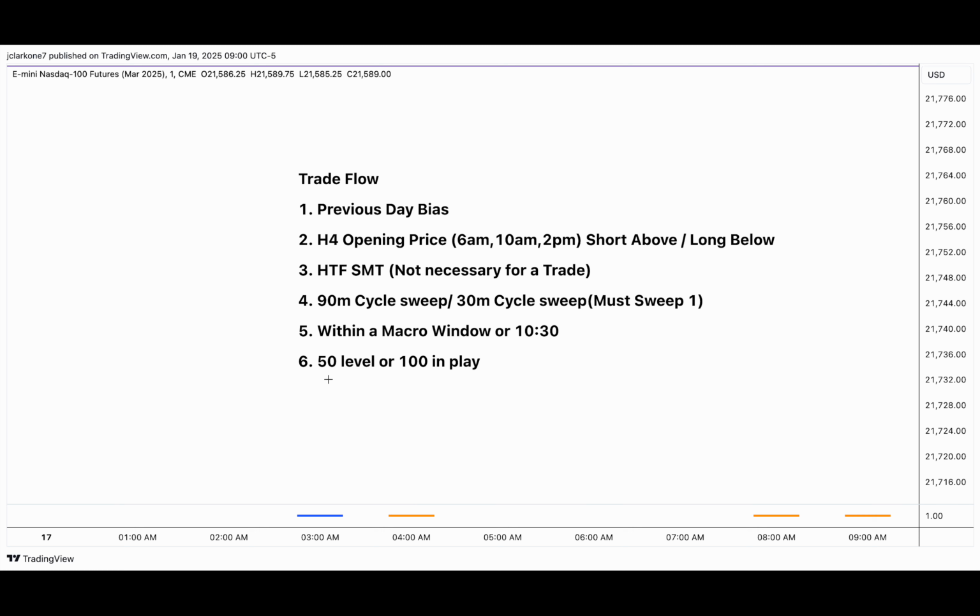15 minutes before the hour, 15 minutes after the hour. We all know those. And then number 6, the 50 levels and the 100 levels. If you look on the right side, like a 700, 750, something like that needs to be in play. It doesn't actually have to be at that level or touching that level, but it needs to be in play, and I'll show you what that means. Any questions on that?